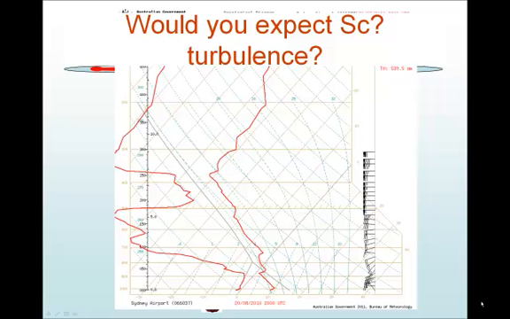If you look at the wind profile on the right, you can see there's up to what looks like 40 knots at about 3,000 to 4,000 feet. And so it's likely that this is going to be associated with some moderate, potentially severe turbulence low down.